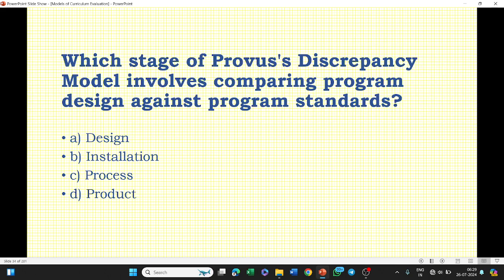Which stage of Provus's discrepancy model involves comparing program design against program standards? Options: design, installation, process, product. Answer of this question is option A, that is design.